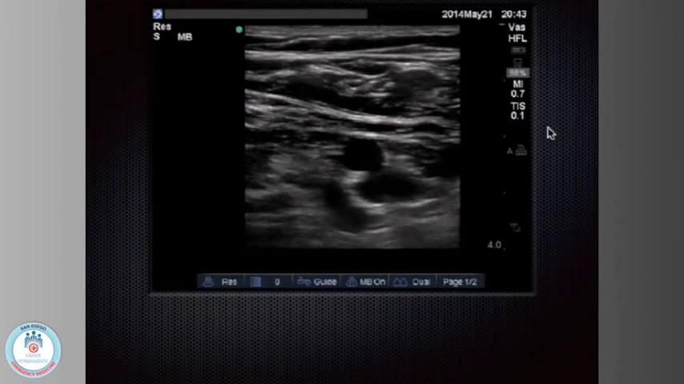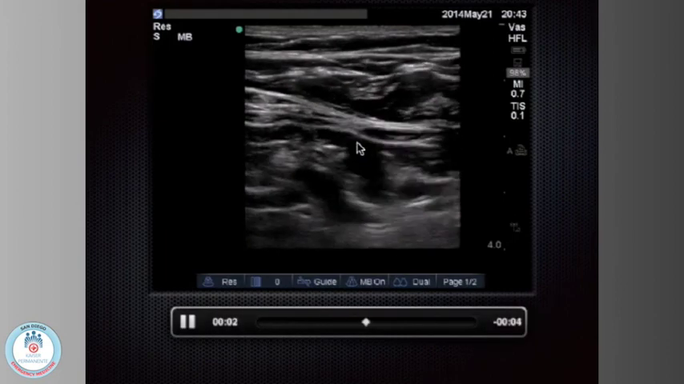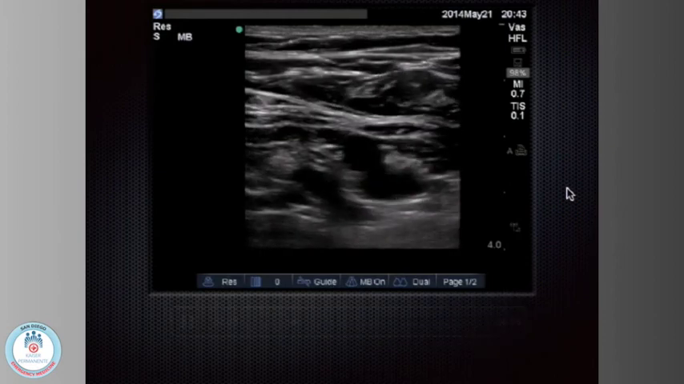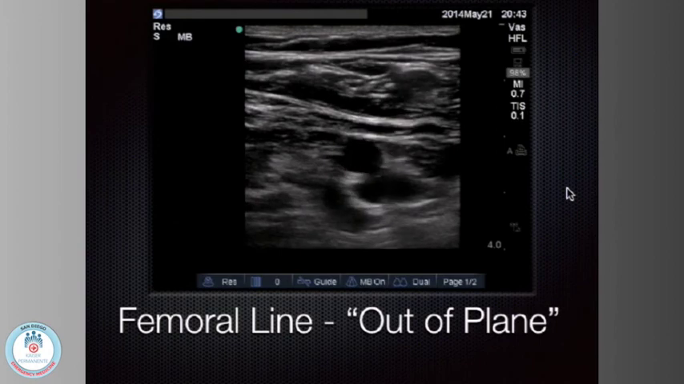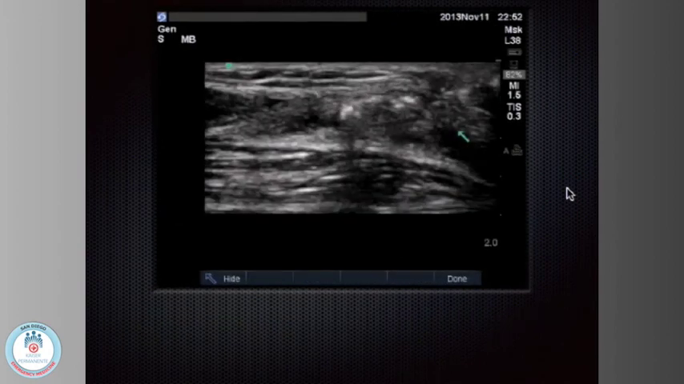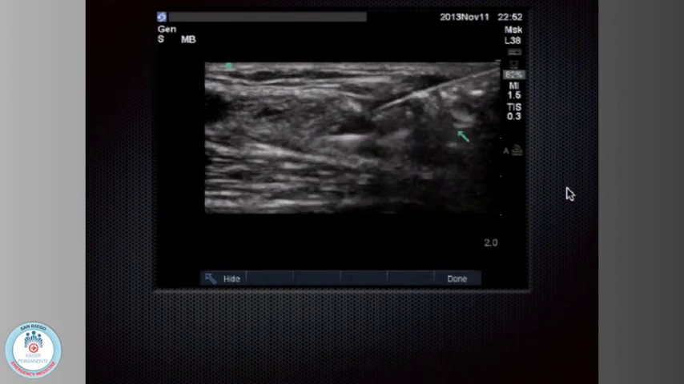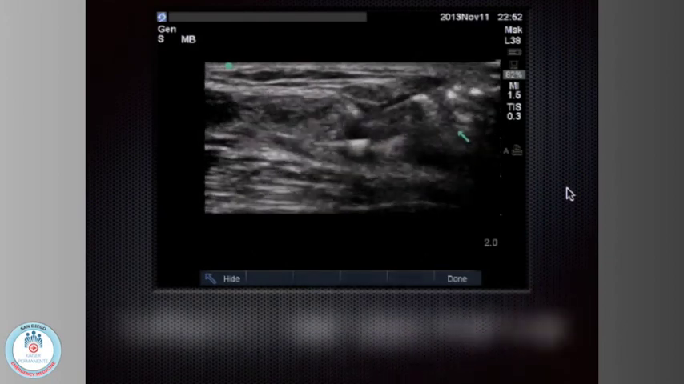I believe this is the out-of-plane technique. We're trying to get into the femoral vein here. Notice how sort of medial lateral the femoral vein can be here. Out-of-plane, it's hard to know where your needle tip is. You can see the tenting there, but you're out-of-plane. It's hard to know if you back-walled or not. Whereas in-plane, you just get a lot better visualization of the needle.